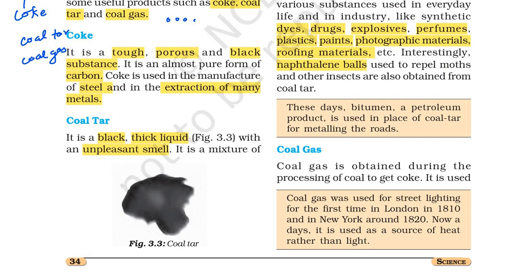Okay, then these days bitumen is there. A part of coal is there only. A petroleum product is used in place of coal tar for metaling the roads. Remember, this is very important. They will ask you what is the role of bitumen.